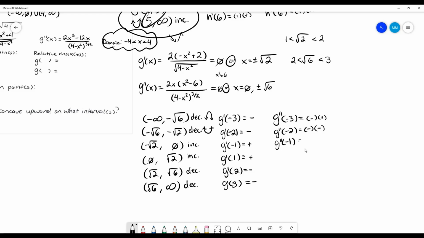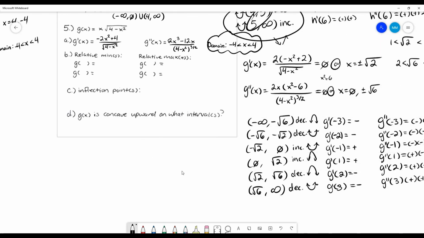Plug in a negative 1, again negative outside, again negative inside, concave up. Plug in a positive 1. Now I've got a positive outside, but a negative inside, so it's going to be negative overall, concave down. Plug in a positive 2, I've got a positive outside and a negative inside. Concave down, and I plug in a positive 3. So I've got a positive outside and a positive inside, concave up.